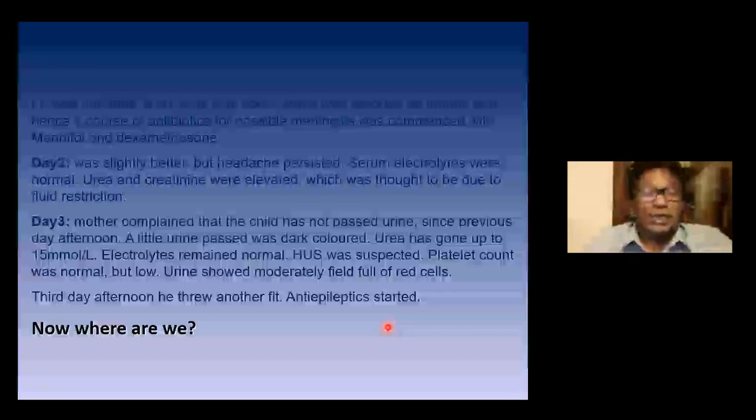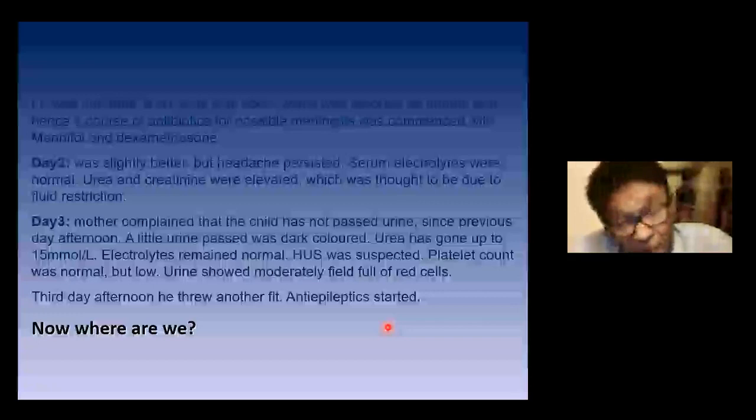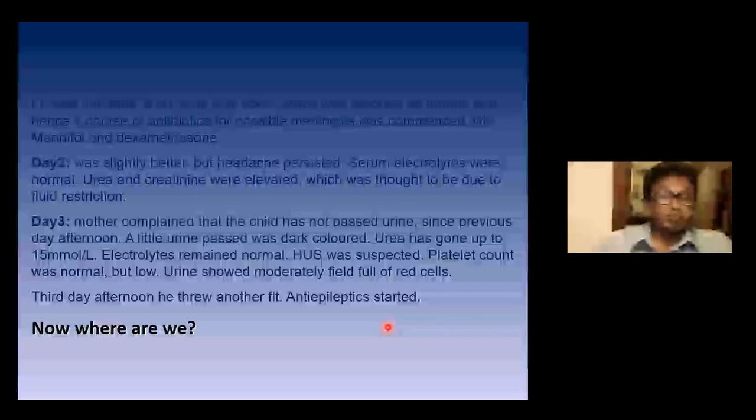Right. On day 2, the child was slightly better, but the headache persisted. Serum electrolytes were normal. Urea and creatinine were elevated, which was thought to be due to fluid restriction. And remember, every case I am going to report here is a genuine case. They are not fabricated cases. Actually, I initially had about 8 cases, but because of the time I reduced it.